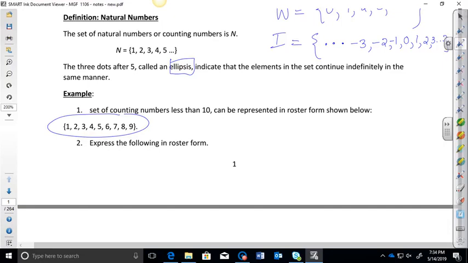Greater than 1 means 1 is not included. If you want to include 1, you can say greater than or equal to 1. If you want to include 10, you can say less than or equal to 10. If you want all numbers from 1 to 10, you can say greater than or equal to 1 and less than or equal to 10.